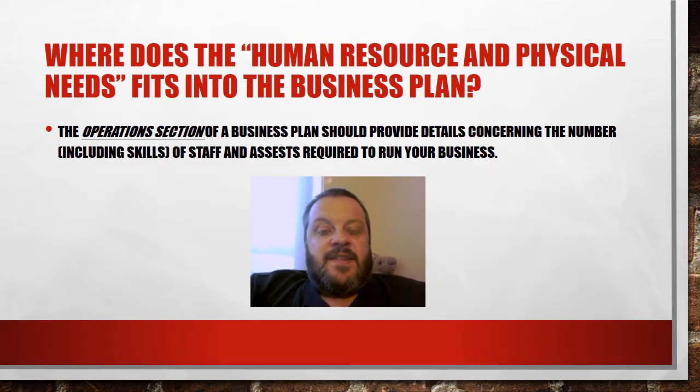So, where does this whole human resource and physical needs fit into the business plan? Last podcast we looked at the fact that a business plan is made up of four different sections. You've got the overview, the executive summary, you've got the operations section, you've got the financial section, and you've got the marketing. And this fits into the operations section.